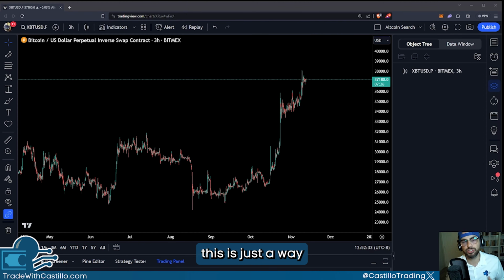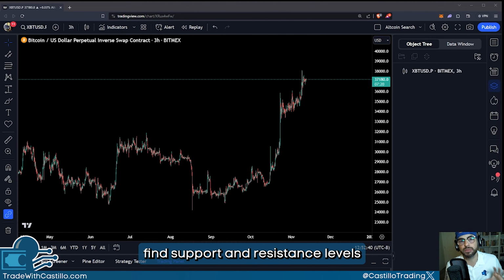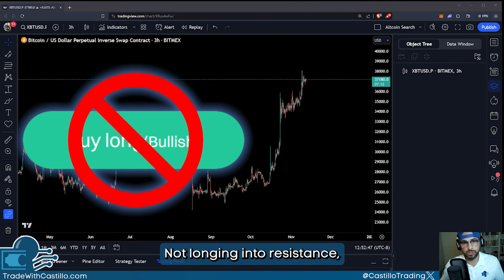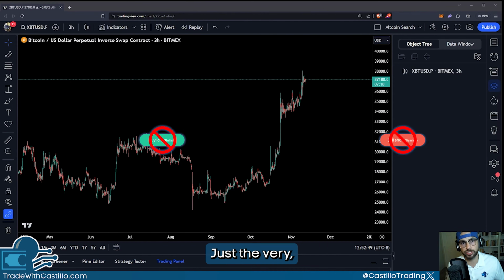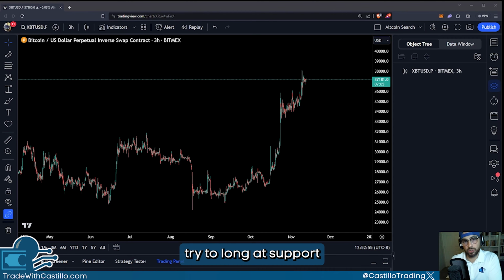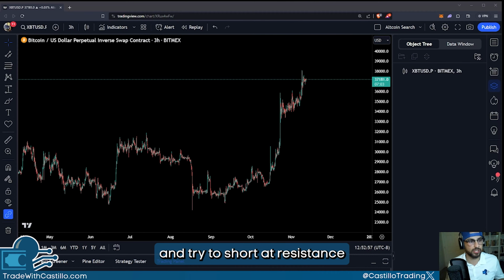And for me, this is just a way to find support and resistance levels and stay disciplined to those, not longing into resistance, not shorting into support, just the very key fundamentals of trading, which is, try to long at support and try to short at resistance. And so this is just my way of visualizing it. Again, this might work for you, it might not work for you, but I do want to just dive in. This is current range trading.